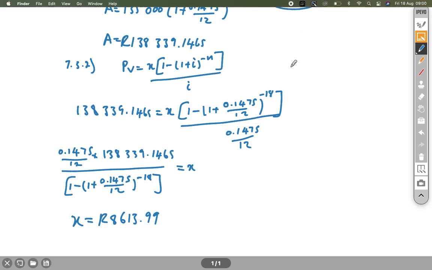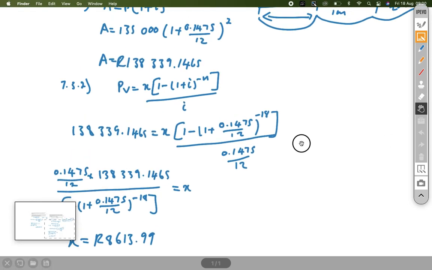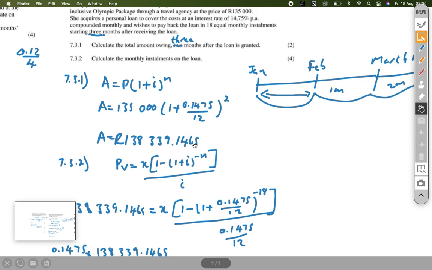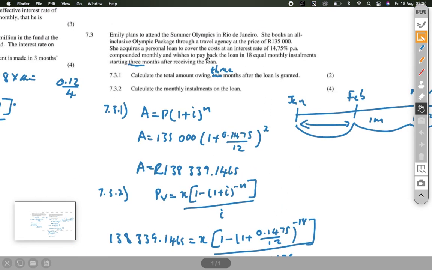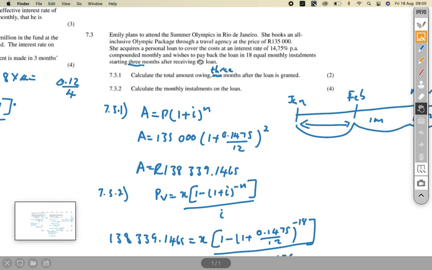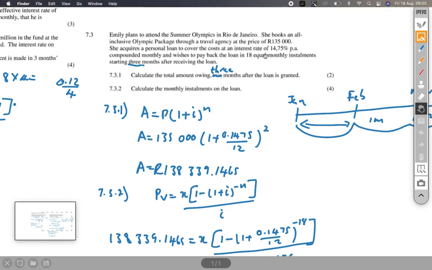Okay, so coming back to why n is 18 and not 18 minus 2 is because they said she wishes to pay back the loan in 18 equal months, not that she will pay from the starting date to the end date, which is in 18 months. So whenever she starts paying, she's going to pay continuously for 18 months.